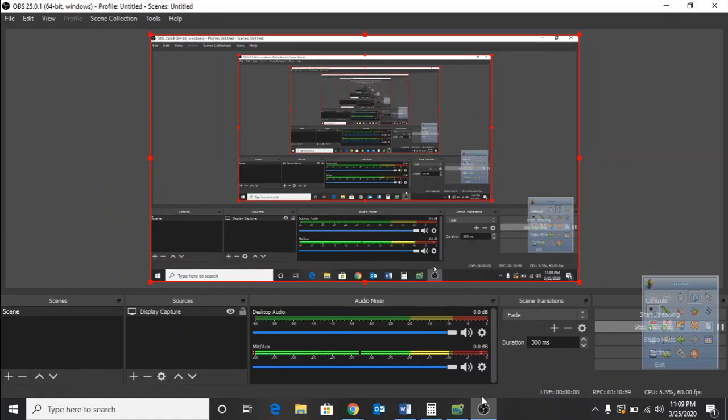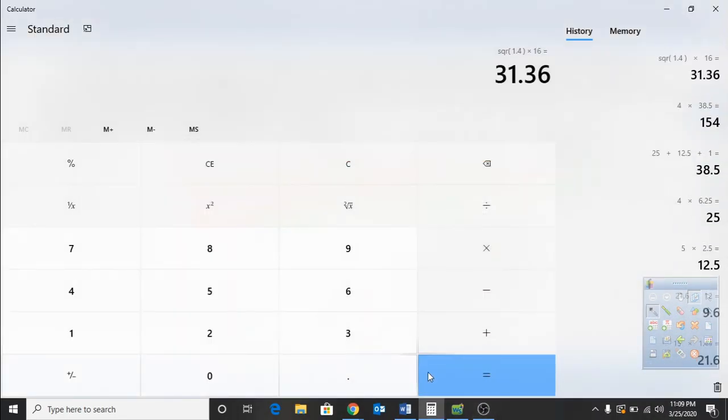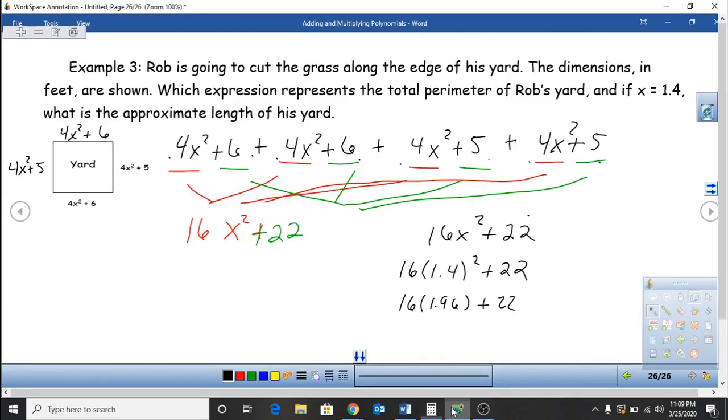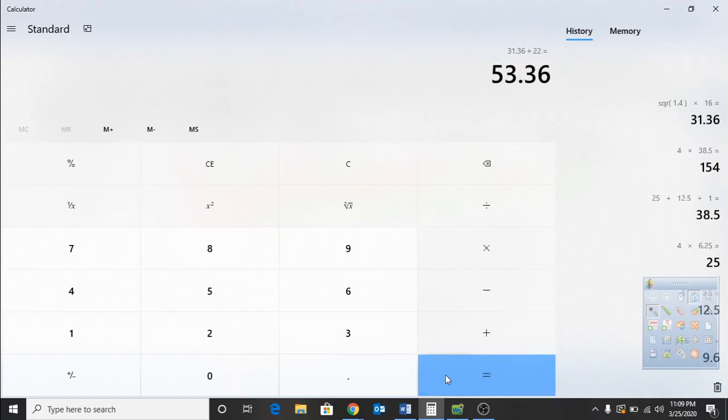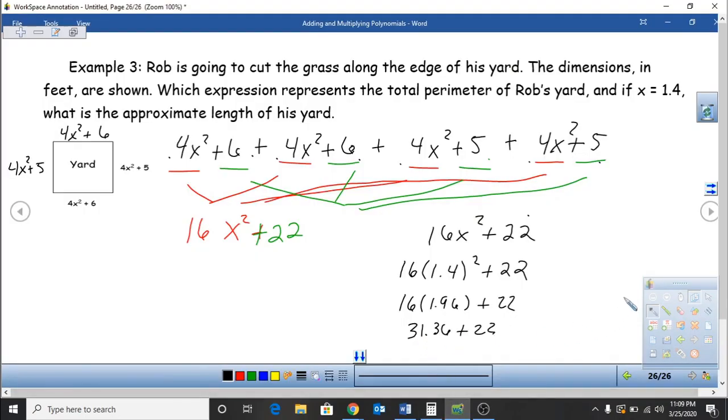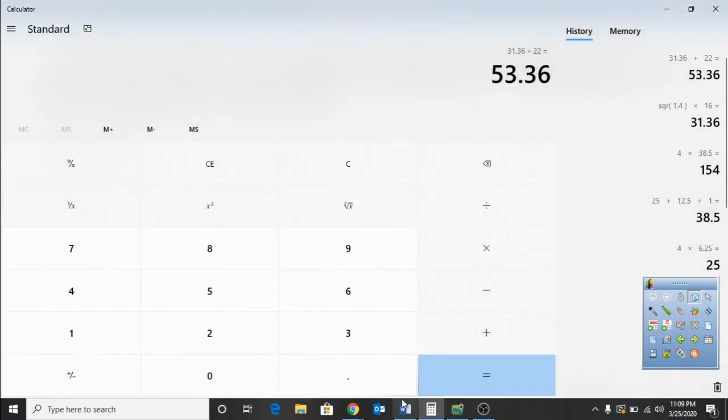So I'm going to take 1.96 and multiply that by 16, and that's going to give me 31.36. So 31.36, and I'm going to add that to 22. So if I take my sum and add 22, I should get 53.36. So the length of Rob's yard is 53.36, and his yard is in feet. So this will be the final answer. All right, and that's how you take the perimeter.